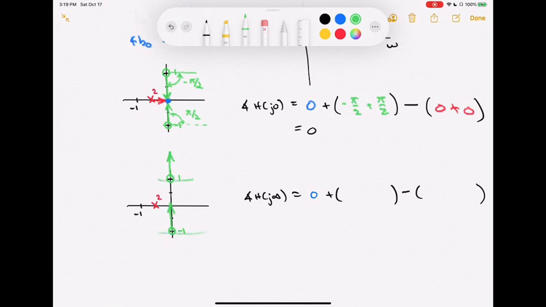If I measure the angles here, that angle there is pi by 2. This angle here is pi by 2. So I end up getting pi by 2 plus pi by 2. That's a total of pi.